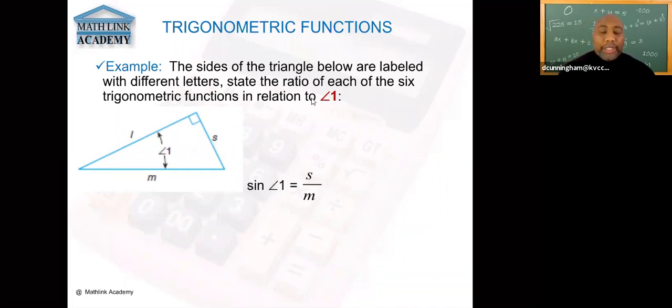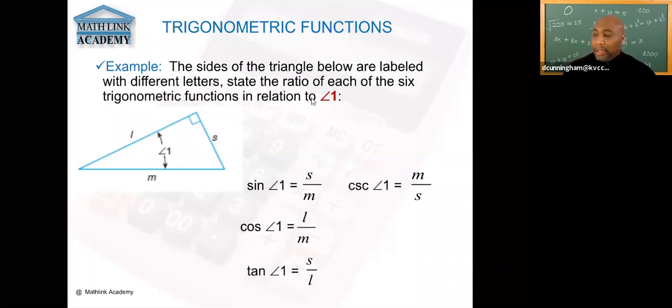So we did the first one. The sine of angle 1 is equal to S over M. Let's look at the next one, cosine. Now the cosine with respect to angle 1 would be the adjacent side over the hypotenuse, which would be L over M. Now the tangent, with respect to angle 1, would be the opposite, which is S, over the adjacent, which is L. Now let's do the other 3.